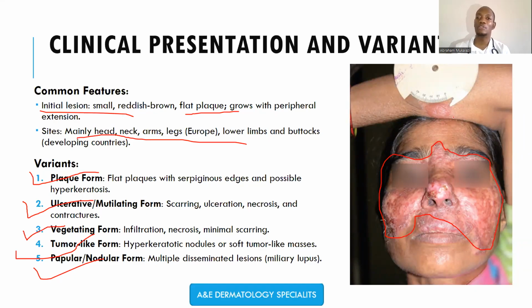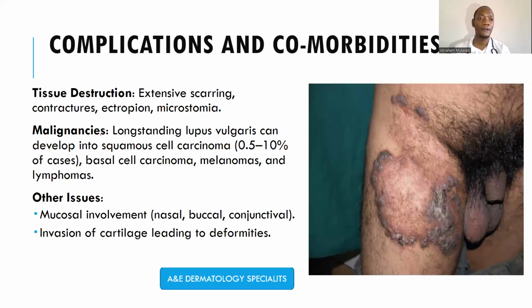But then when you do a tuberculosis test, like you can see on this hand, it is significantly positive. So this was actually TB of the skin, or what we call lupus vulgaris. And in the clinical picture, someone can end up with extensive scarring. You can end up with contractures, ectropion, depending on the area that is affected.